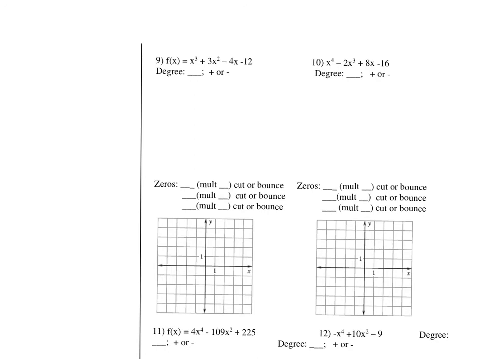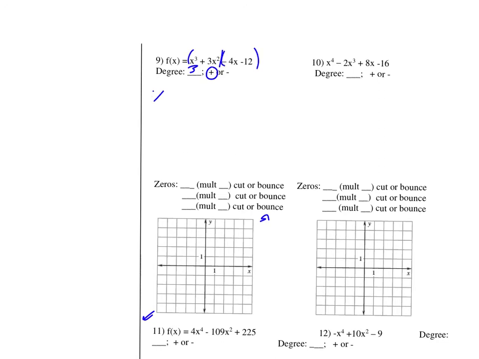All right, next up here we have a third degree. I can see is the biggest exponent. It is in standard form again. And so I know that it's going to go down to the left and up to the right since it's positive. We'll do factor by grouping here.